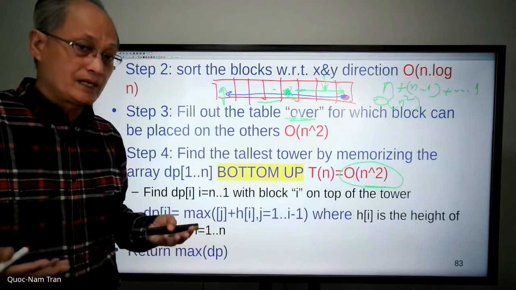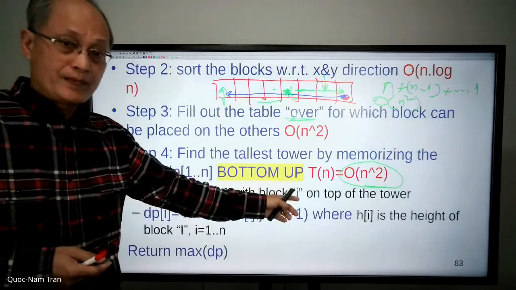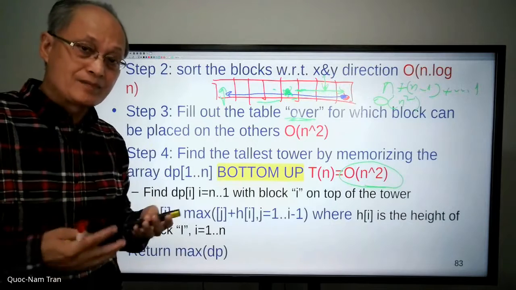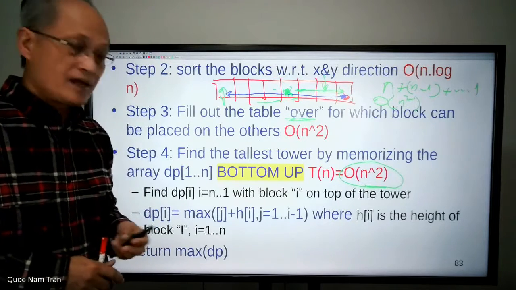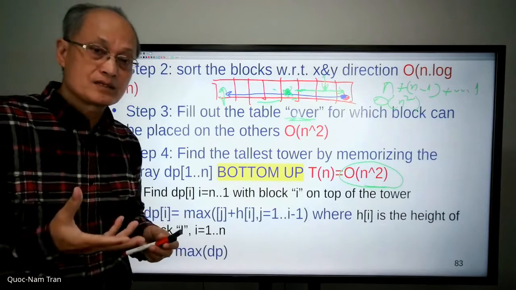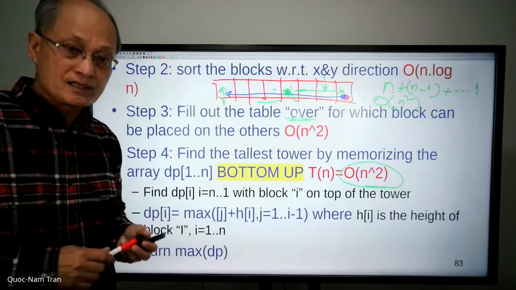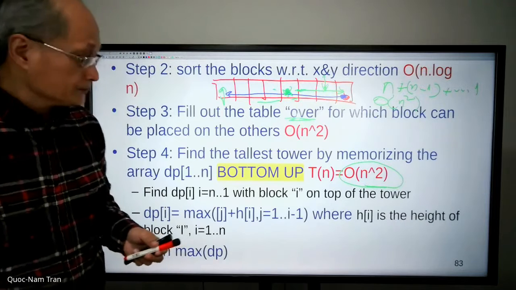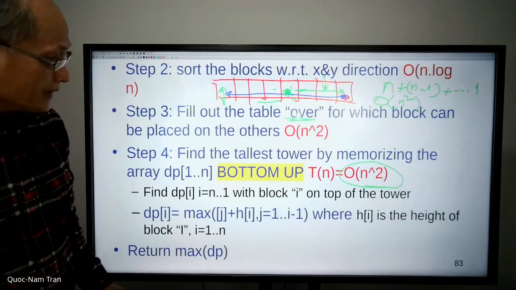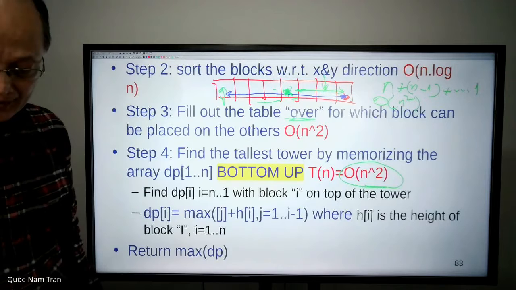And so we know that dynamic programming is many times more efficient than either exhaustive search or the divide and conquer recursive algorithm. All right, that is the complexity.